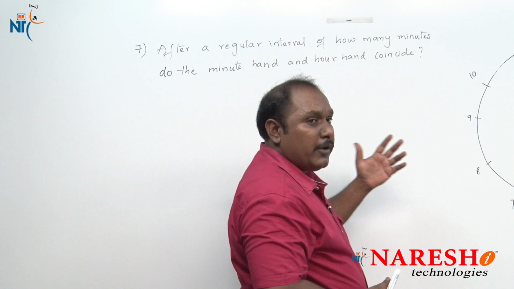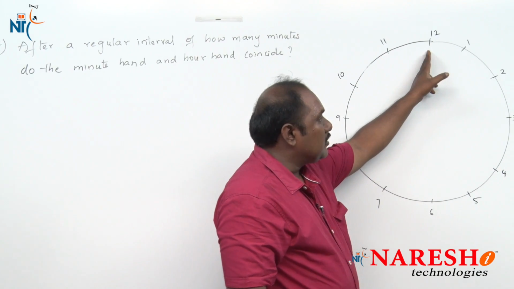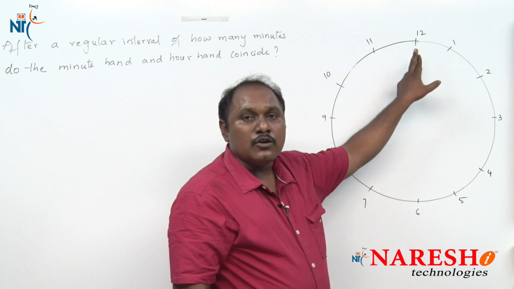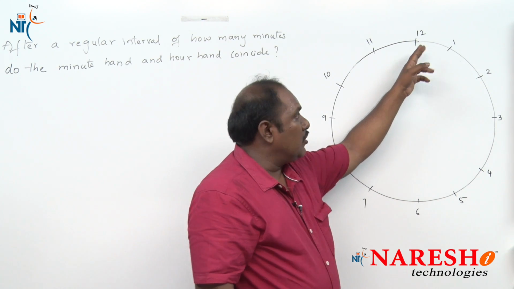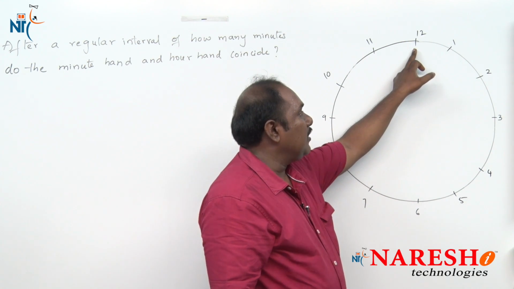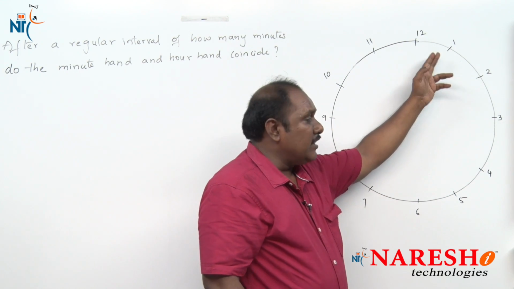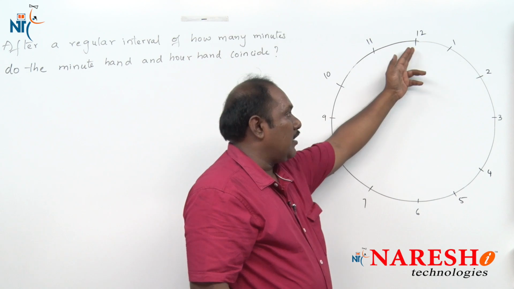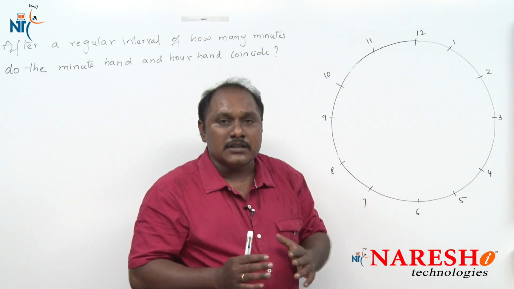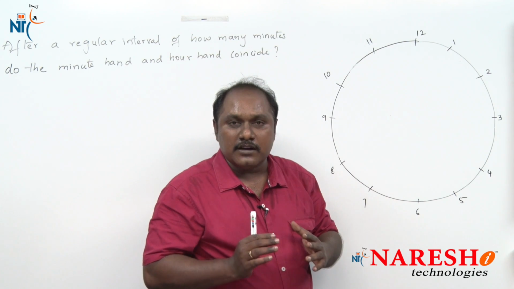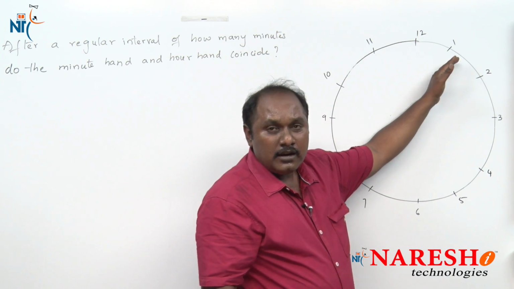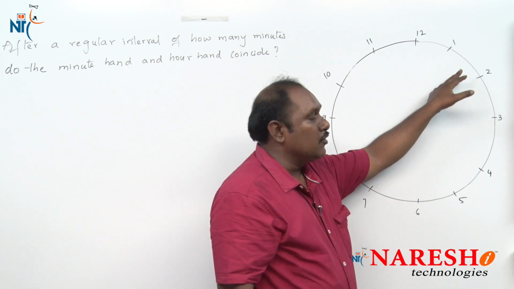Now if I say general way, exactly at 12 o'clock, the minute hand and hour hand coincide. So exactly at 12 o'clock, the two hands are together. Now the minute hand starts moving fast and the hour hand will be moving slowly. By the time the minute hand comes back to 12, the hour hand will be at 1. So already 60 minutes have passed, still they did not coincide. Now definitely the minute hand has to coincide with the hour hand and they coincide between 1 and 2.